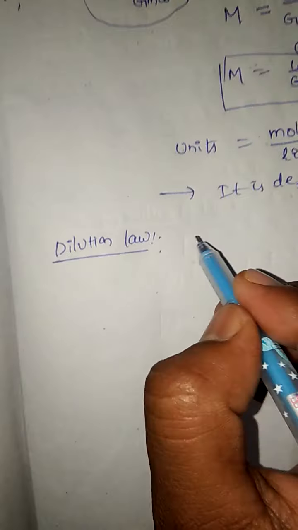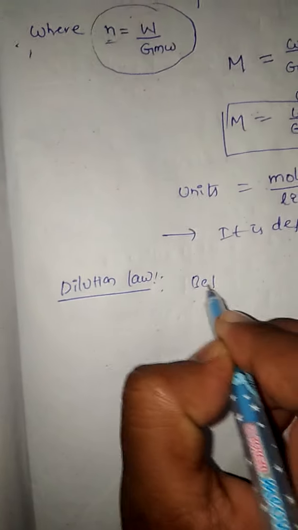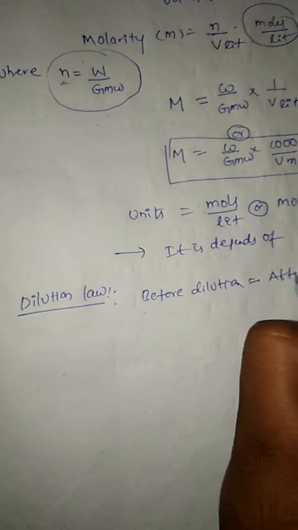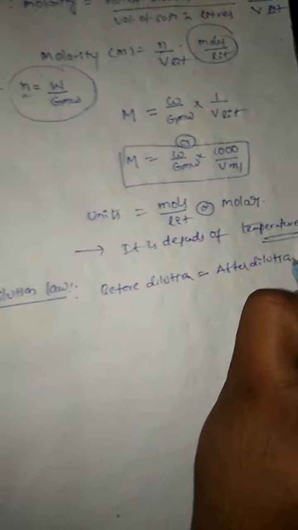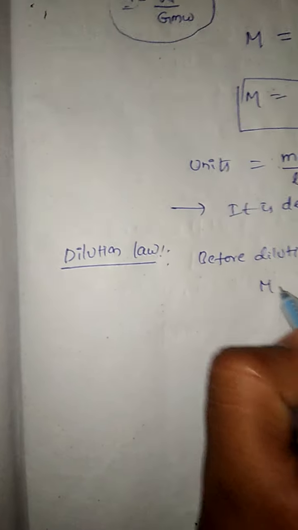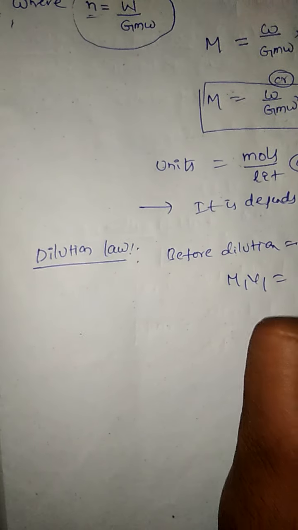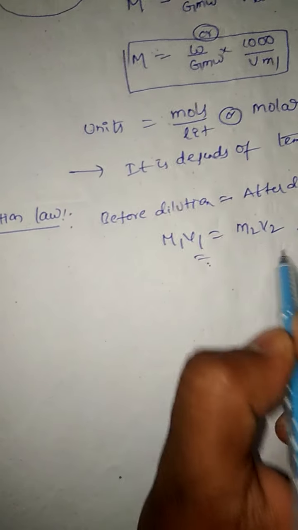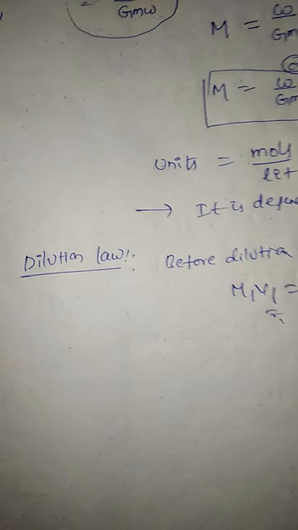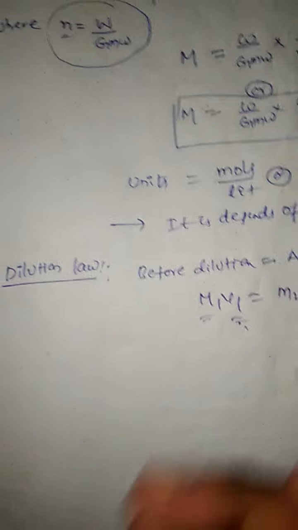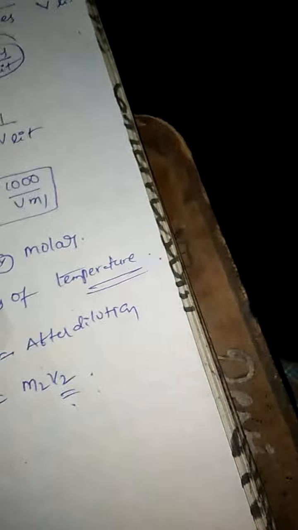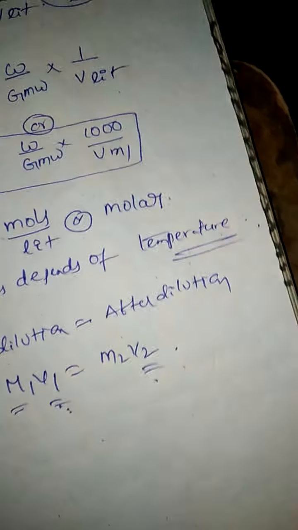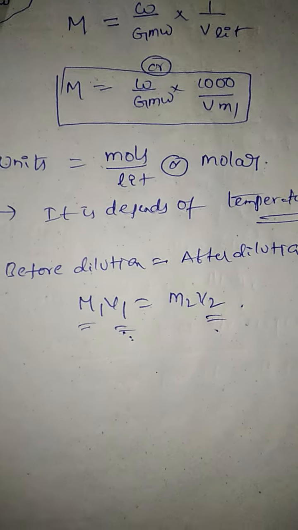So for dilution law, before dilution equal to after dilution. Before dilution M1 V1 equal to M2 V2. V1 means volume of solution, initial volume. V2 means final volume. M1 means initial molarity. M2 means final molarity.